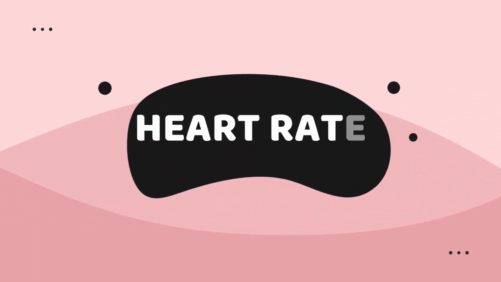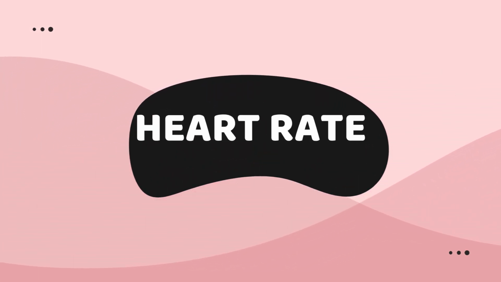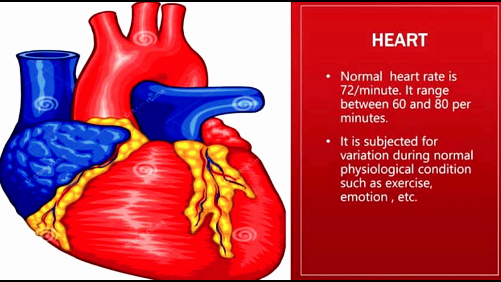Heart rate. So what is the normal heart rate? The normal heart rate is 72 per minute. What is the range? It ranges from 60 to 80 per minute.